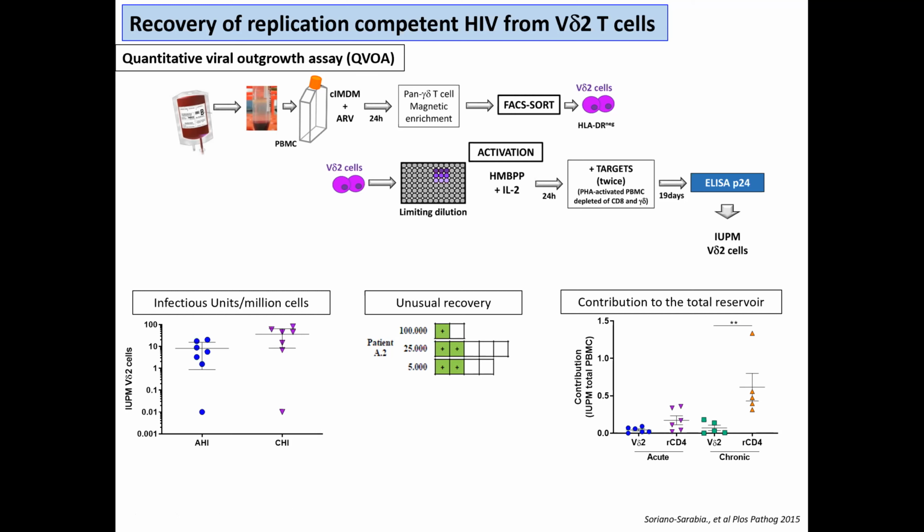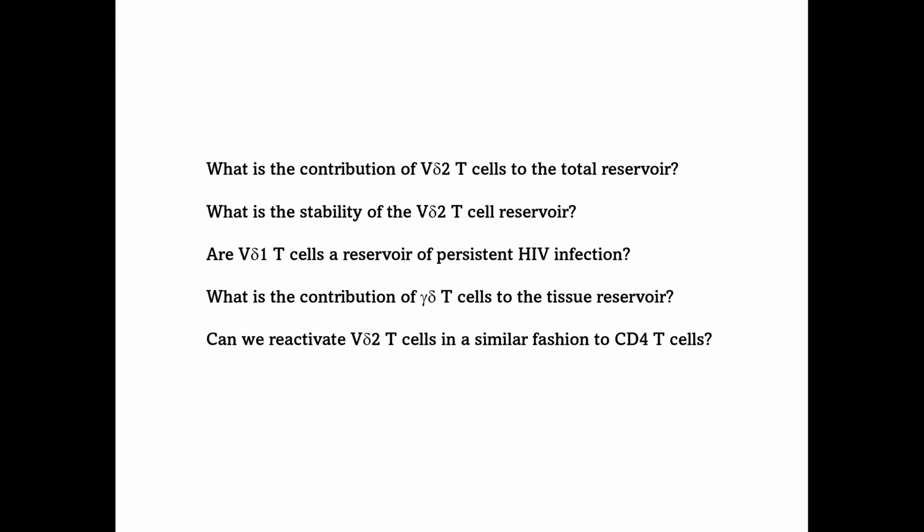But you know, the fewer the cells, the higher the variability. So I think it's not fair. And then the activation we used was not comparable. We used PHA for resting CD4 T cells. So the question that we had from this paper is, what is the contribution of VD2 T cells to the total reservoir?